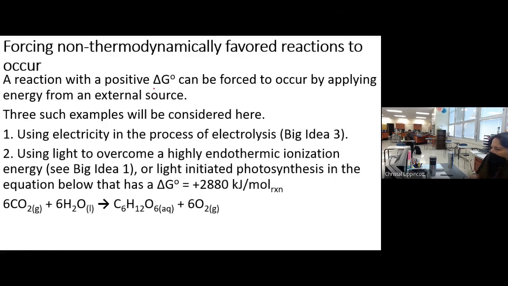All right, a reaction with a positive delta G can be forced. Again, we can make this happen, okay? We can make electricity. Oh, that looks like a heart rate or something, doesn't it? We can use electricity, like for electrolysis, where they're splitting water up into hydrogen and oxygen. We also use electricity in electroplating.